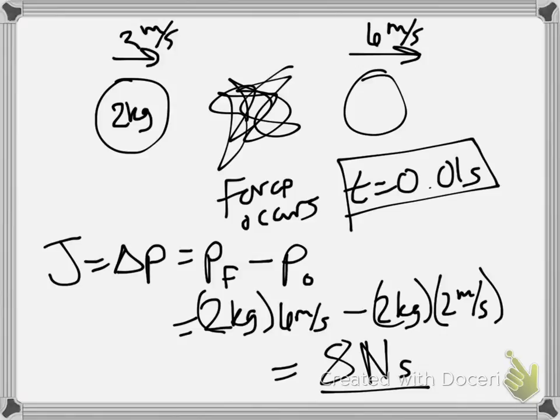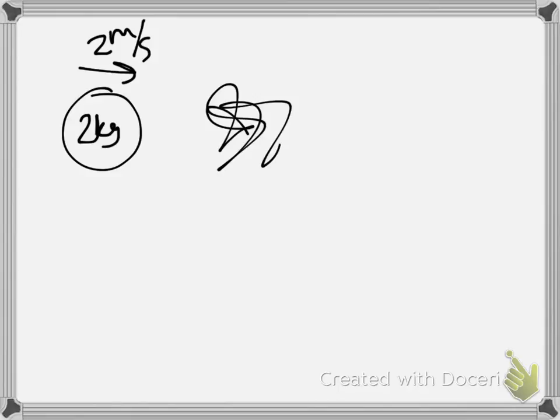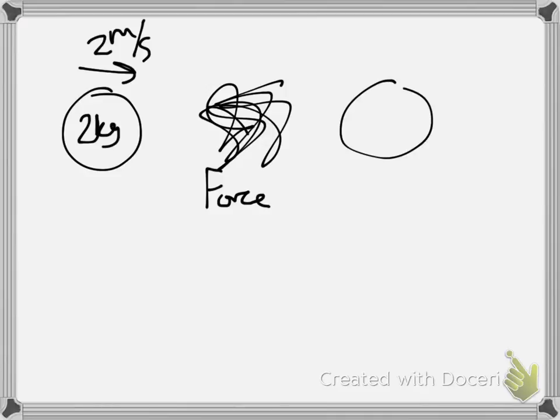But we know that impulse and momentum is not like energy in the fact that it is actually a vector. So what if we took a look at pretty much the exact same situation? 2 kilogram object moving to the right 2 meters per second. There's our force. Force happens. And now, all of a sudden, instead of the object moving to the right with 6 meters per second, it's moving to the left with 6 meters per second. So just looking at it, we can already see that it's actually going to have to be a bigger force, right?